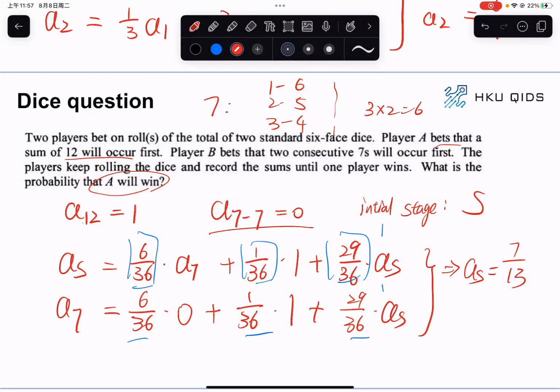Okay? You see, as long as you know this Markov chain formula and you know how to construct the problem by defining the absorbing states and list out all the equations you need, it will be quite easy for you to solve this kind of question.